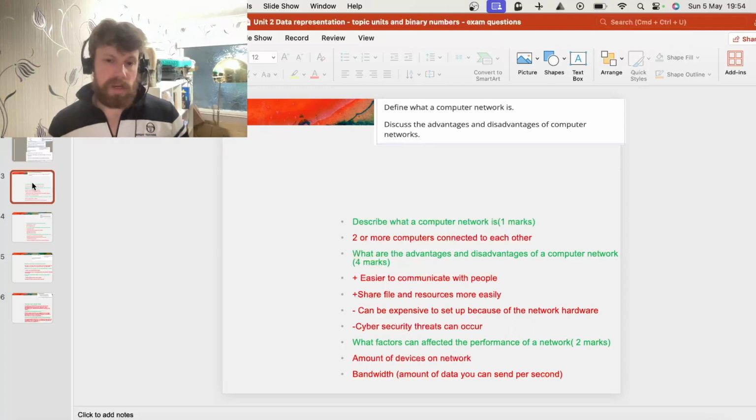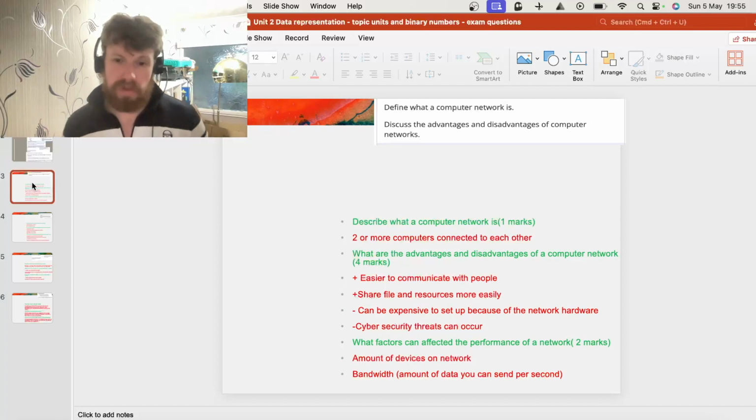The next question is advantages and disadvantages of a computer network. So it's easier to communicate with people, share files and resources more easily, like you can just share one printer between lots of you. The bad things though is it can be expensive to set up because of the extra network hardware, and generally you do make yourself more open to cybersecurity threats.